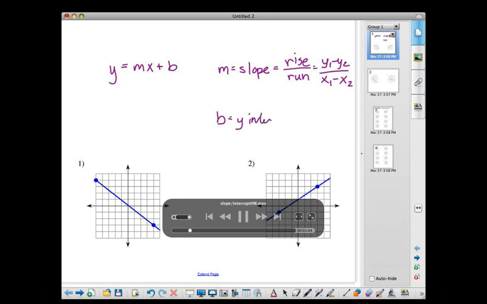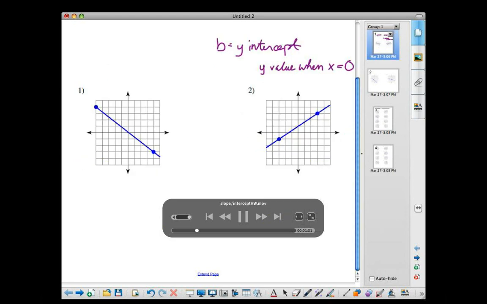We can find the y-intercept by just looking at the graph and seeing where our line intersects the y-axis. Or, mathematically, we can say it is the y value when x equals 0. There's a couple of ways of looking at this. We're going to use the pictures today because this is the most basic form of finding y-intercept and slope. It's pretty straightforward. I just want to make sure you have a handle on it before you do all these homework problems. So problem 1, the y-intercept is right here.